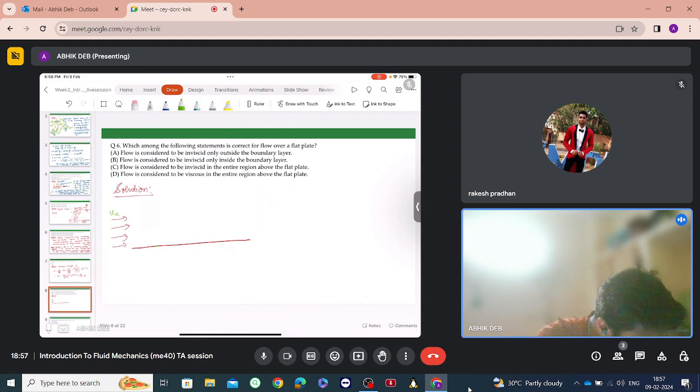So this one will be at a velocity 0, but the particle just above it will be at a just higher velocity than 0. Similarly, the particle above this will be at somewhat higher velocity, and this will keep on increasing till the point of u infinity is reached. After that, it will remain only u infinity.